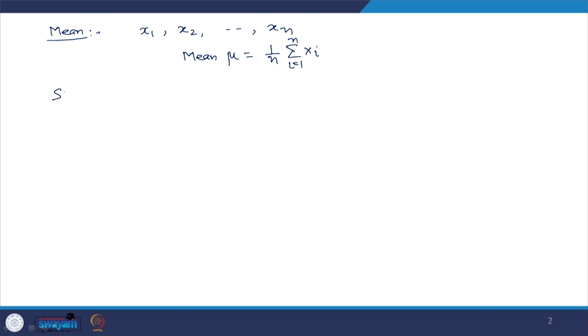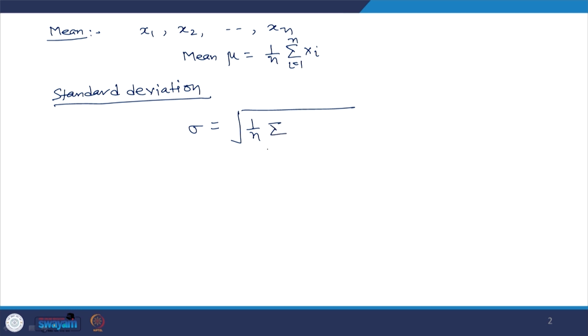Another important thing is standard deviation. So, again how to measure standard deviation? It will be sigma, and sigma is given by square root of 1 by n summation i equals 1 to n, (xi minus mu) squared. And what will it give? It will give the measure of variability about the mean, means how my data is deviated about the mean.